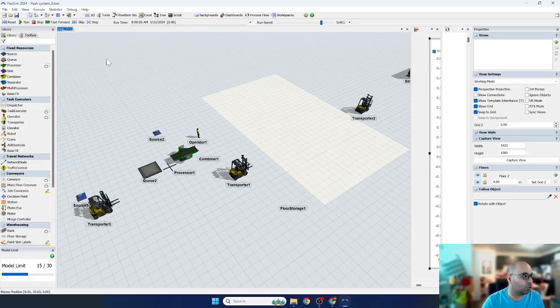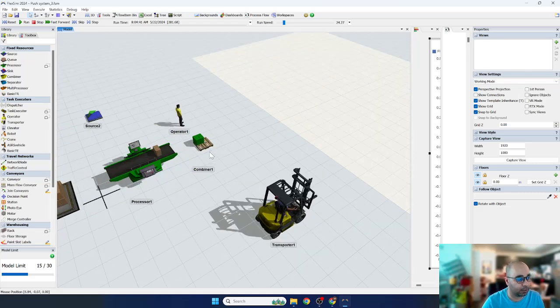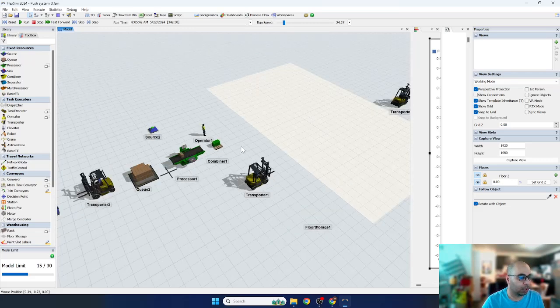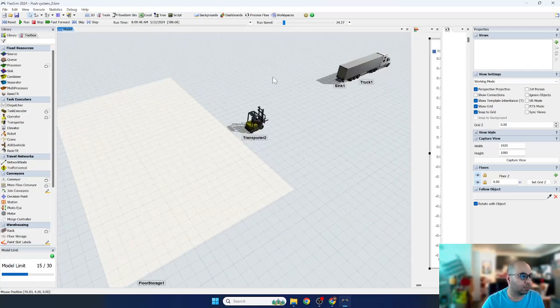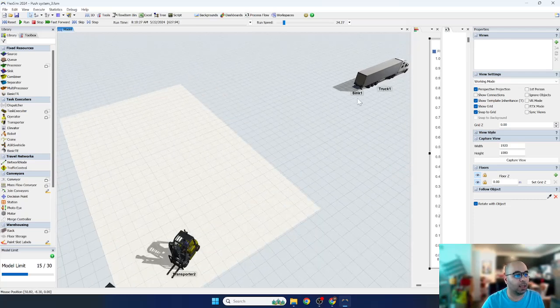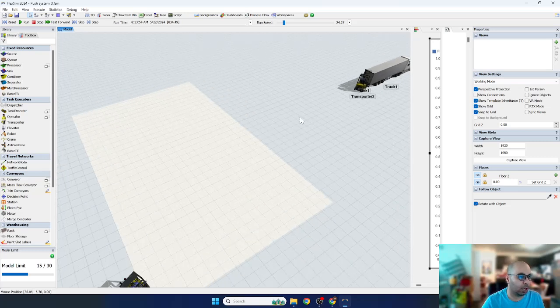So this model is running based on the push system principle. And it's very simple. We have raw parts coming from the left side, and we have a machine running the parts. The parts will be packed in a skid, and then I have a high-low going to start loading parts, moving parts from the operation to the storage, to the warehouse. And then once a day, we have a truck come in to pick up parts from the warehouse and ship it to the customer.